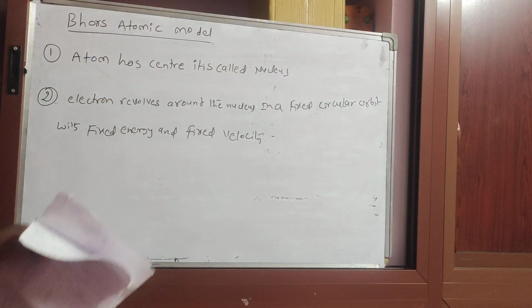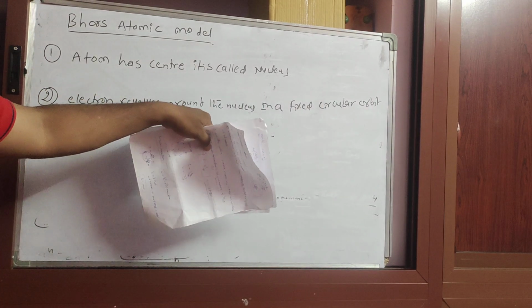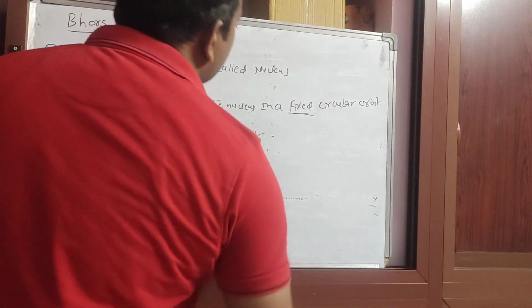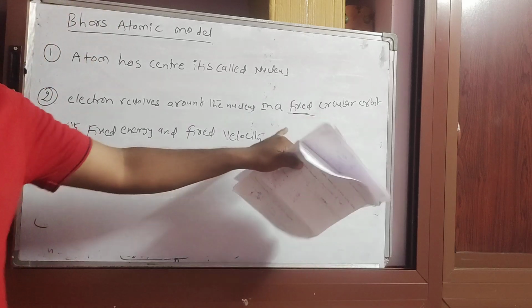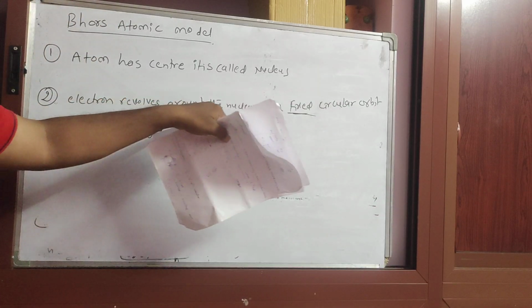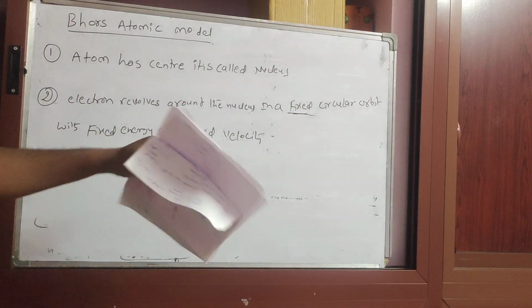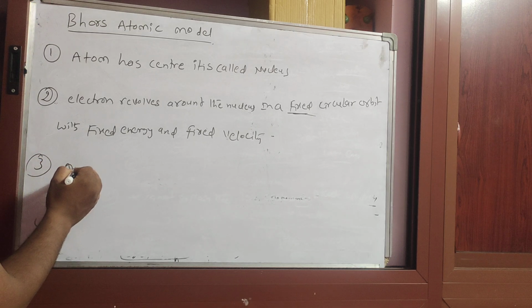These electrons revolve around the nucleus in a circular orbit. This point was also told by Rutherford, but he did not explain the fixed orbit. He told just that the electron revolves around the nucleus in a circular orbit. It was covered in Rutherford's model, but it does not say about the fixed circular orbit, fixed energy and fixed velocity. Third is quantization of energy.